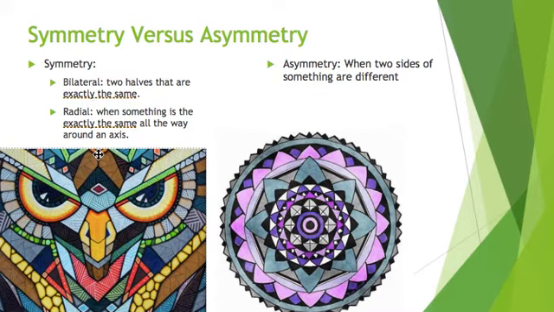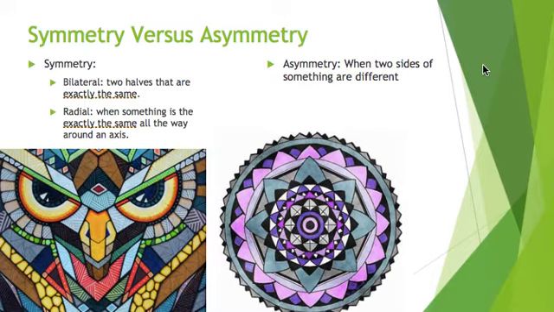This is a great example of bilateral symmetry. If I drew a line right here through the owl's face, and kind of folded it in half there, he would be the same on each side. That is bilateral symmetry. The other kind of symmetry is called radial, and it's when something is exactly the same all the way around on its axis. An axis, if you think of like the Earth, how it spins on its axis, same kind of idea. If this was to spin around, it would be the same no matter which way you spin it. This is an example of radial symmetry.